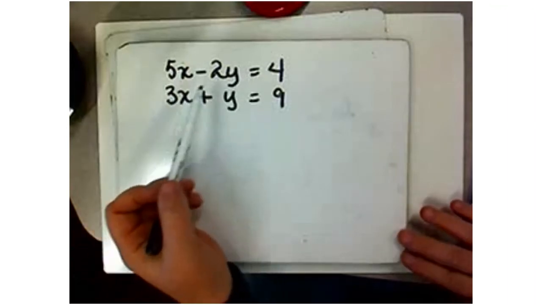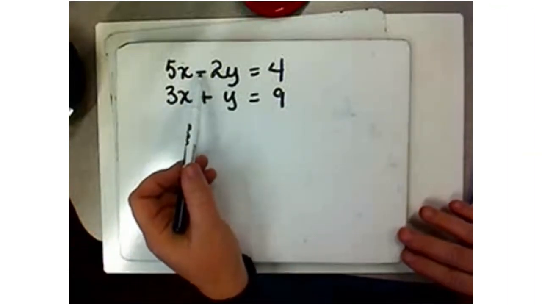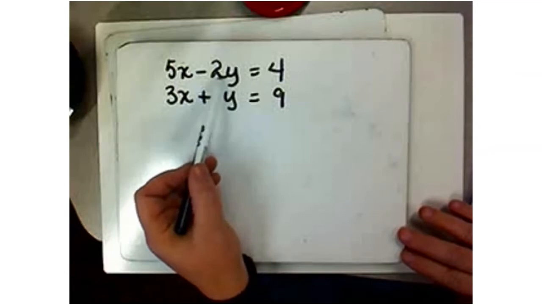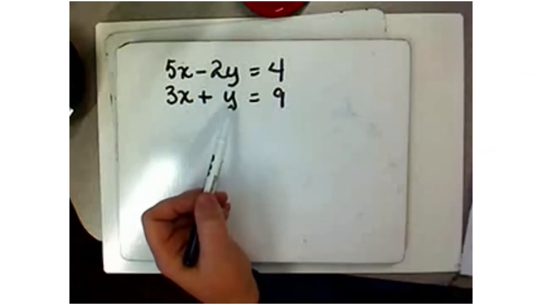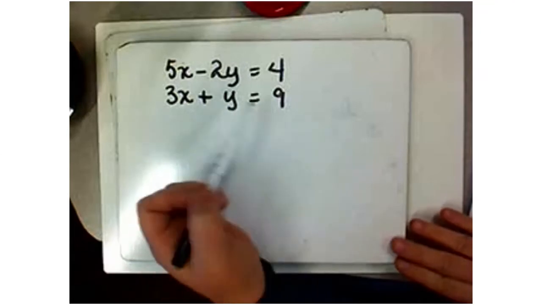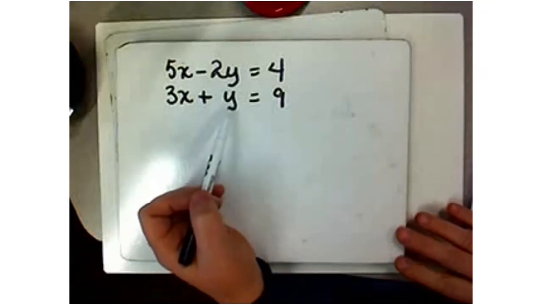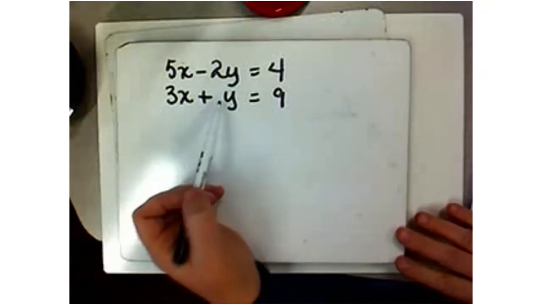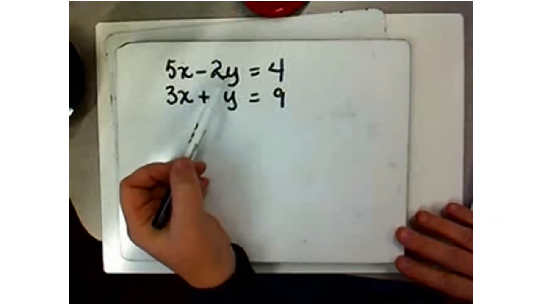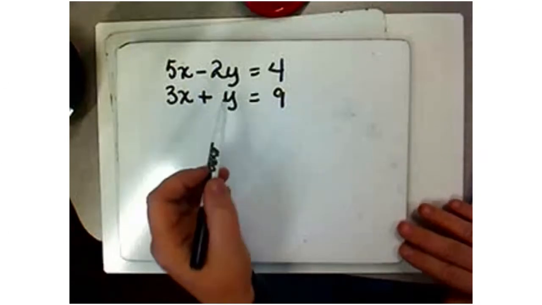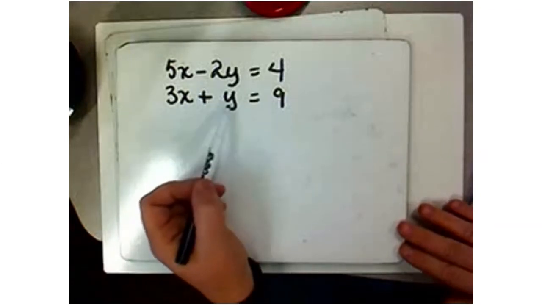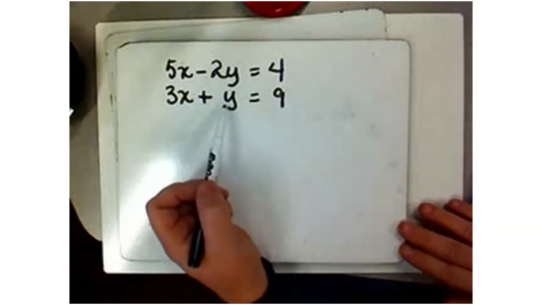In this case, we see that we have a minus 2y in our first equation and a plus y in our second equation, and we go, oh, well, I could build up this plus y to a 2y, and then that plus 2y and the negative 2y, they would zero out. So how could I do that? Well, I have to multiply my y by 2. Well, I can't just multiply the y by 2.